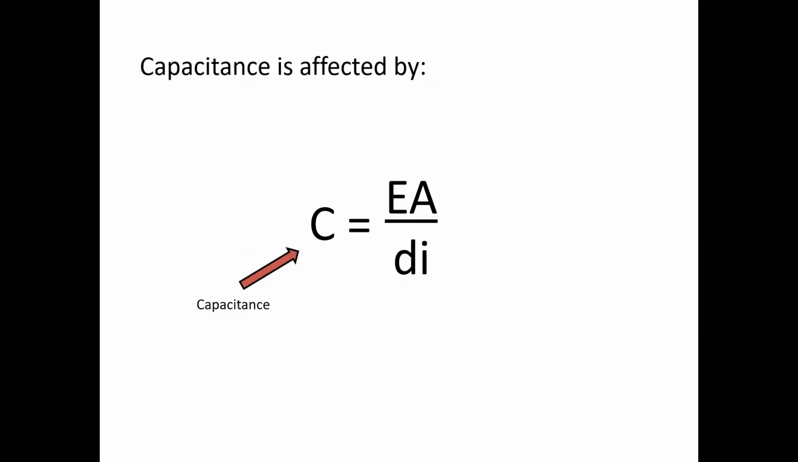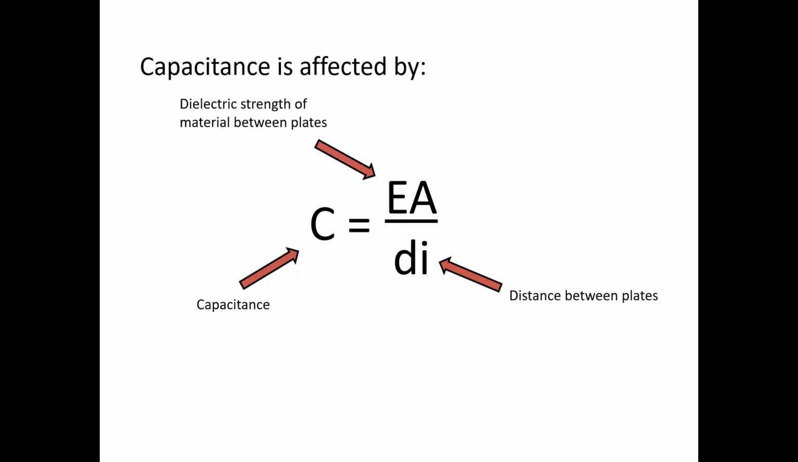Capacitance is affected by the following variables or construction considerations. So capacitance C is equal to εA over d. The first thing is the distance between the plates. Capacitance is affected inversely by the distance. More distance means less capacitance. The second item is the dielectric strength of the material between those two plates. A higher strength of dielectric means that it can handle a higher charge.